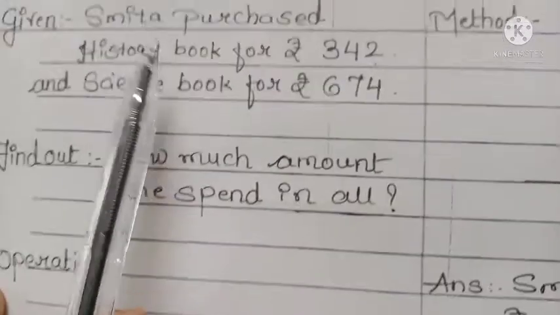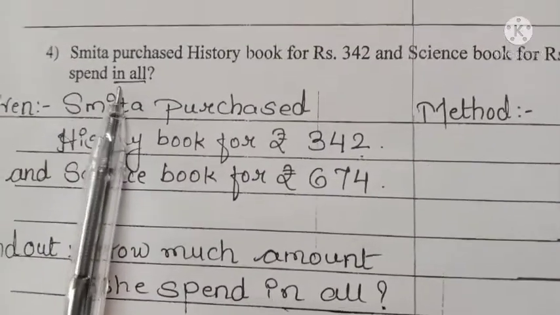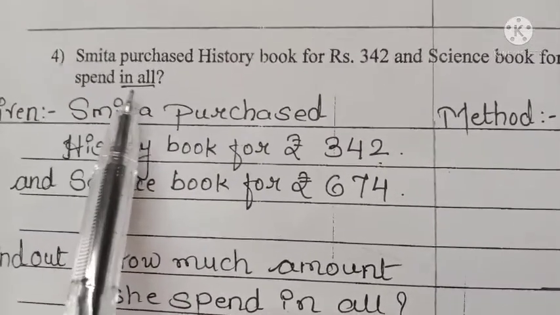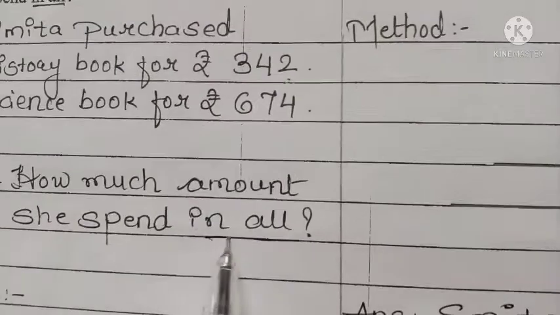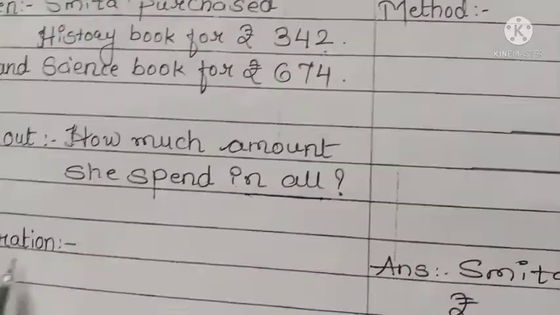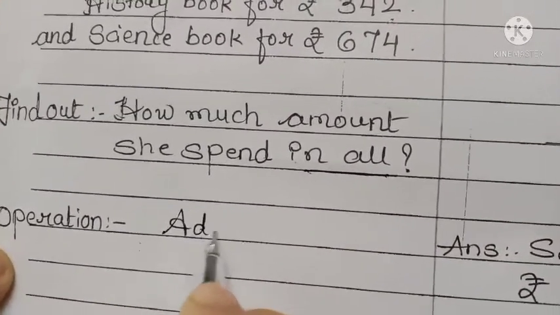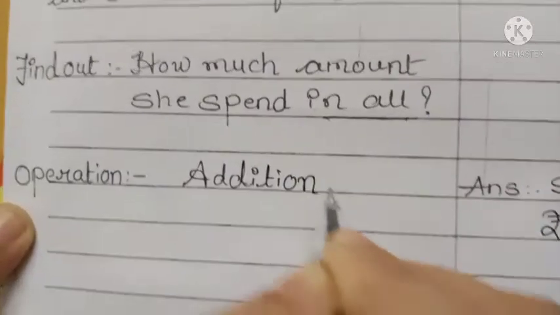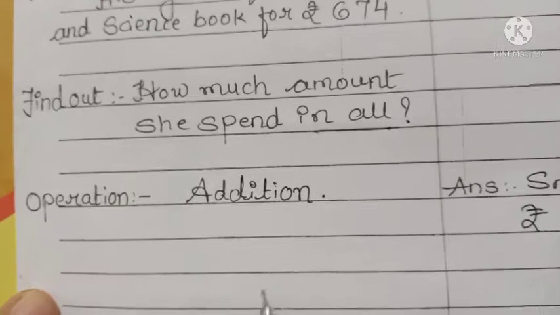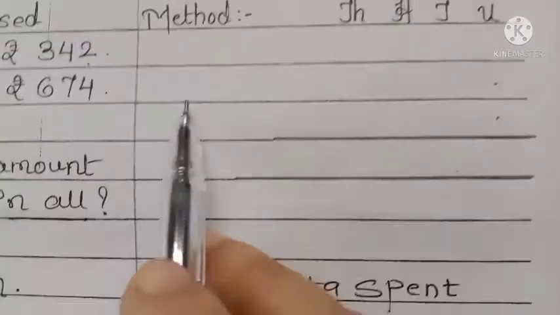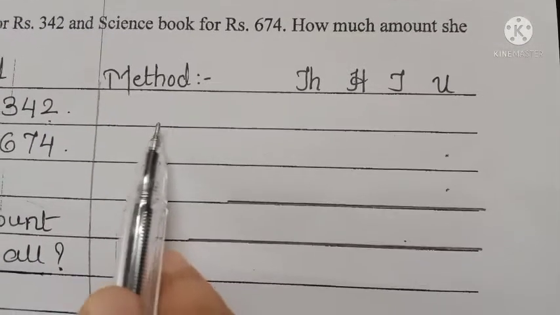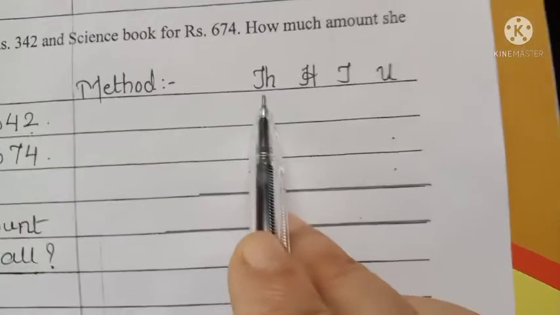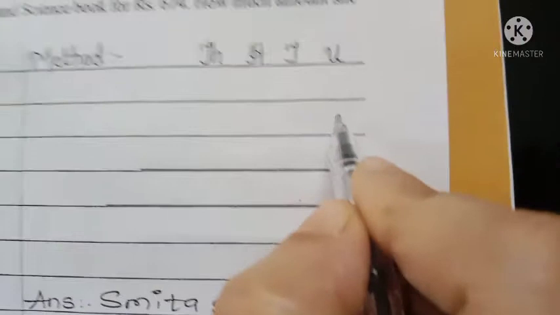So what is the keyword in this question? See here, the word in all is there, no? So underline this word, in all. In find out also you have to underline this word. So this is a sum of addition. So in operation, what we have to write down? Addition. And the next, fourth step is method. After operation, we'll do method. So write down the places here: units, tens, hundreds, thousands. So write down the first number, 342.